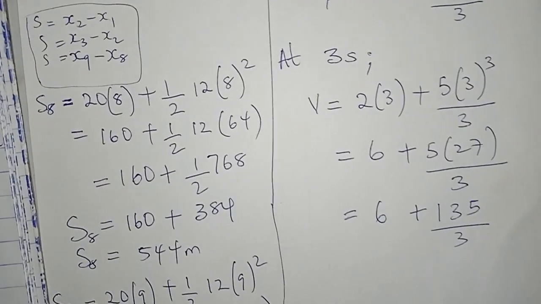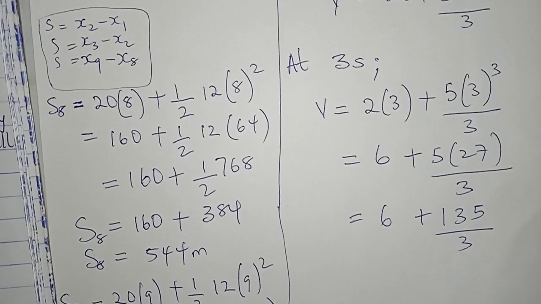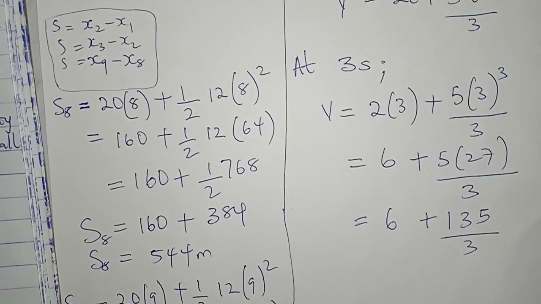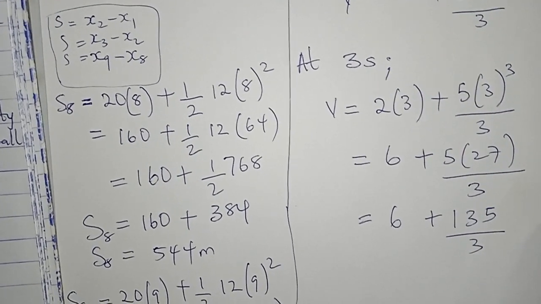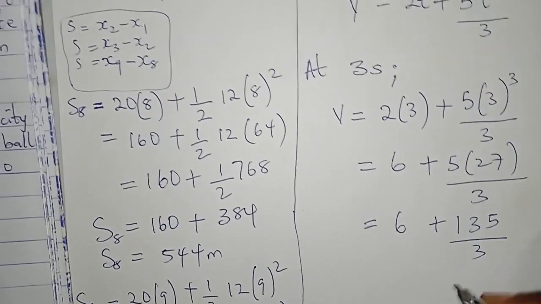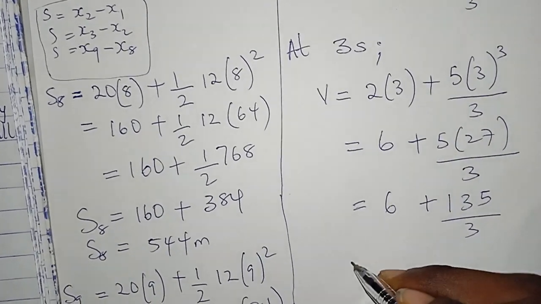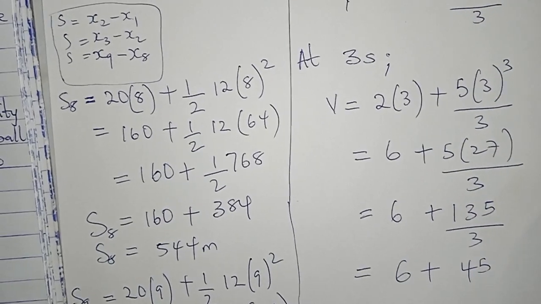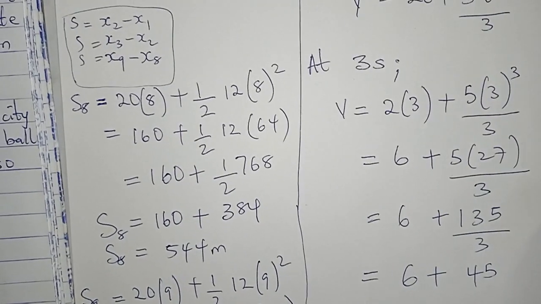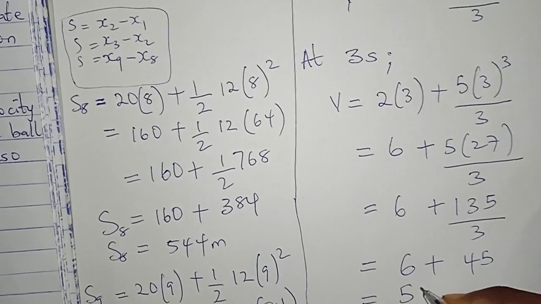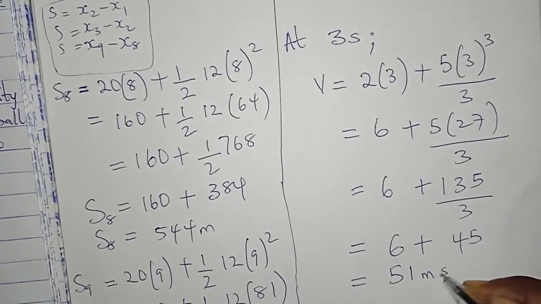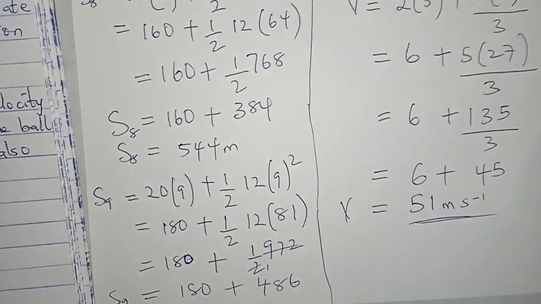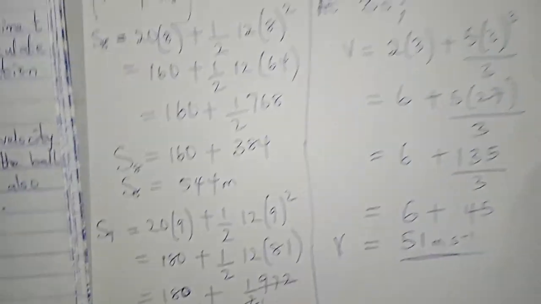So let's do 135 divided by 3. So we get 6 plus 45, which is equal to 51 meters per second. So this is our v in 3 seconds.